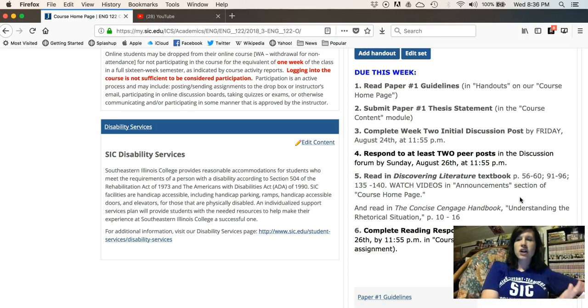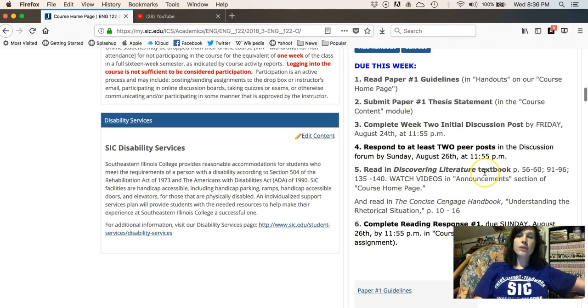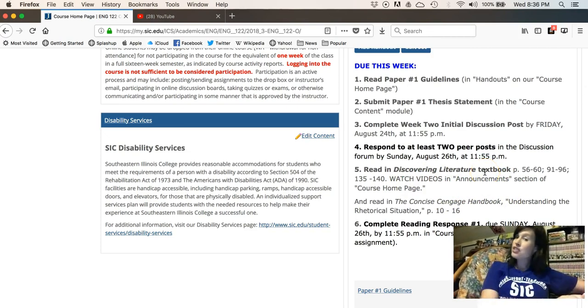Now we are going to touch on the Cengage handbook in some of our later videos, so don't worry, we'll get to it. But for today we're going to focus on this good old giant hunkin' textbook here and start going through that, as well as our guidelines for paper 1 and our outline. So please make sure that you look through those readings as you watch, after you watch, or before you watch the rest of this video.